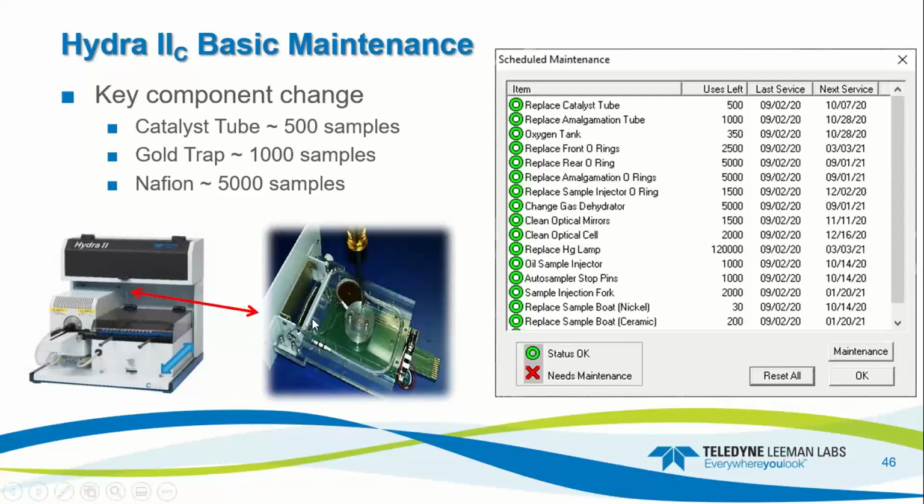For the Nafion dryer and gold trap, it's pretty easy. This auto sampler portion here, this whole thing will slide forward, and then you have access to a couple of thumb screws up here, and then you can remove your module, and from there you can exchange your Nafion dryer or pop your gold trap out and just put it back in. It's really that easy. Takes about 30 minutes or so.